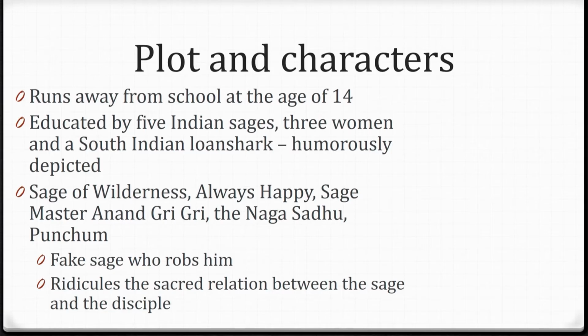About plot and characters, we also find certain similarities with the character of Desani himself, especially the very different kind of schooling and childhood that he had. So this character, Hindustan-wala Hatterr, rather H. Hatterr, runs away from school at the age of 14, and we find him getting a different kind of education. He is educated by 5 Indian sages, 3 women, and a South Indian loan shark. All of this is humorously depicted without any element of sympathy. And this has also been celebrated as a coming-of-age novel. In that sense, it gets described as a Bildungsroman.